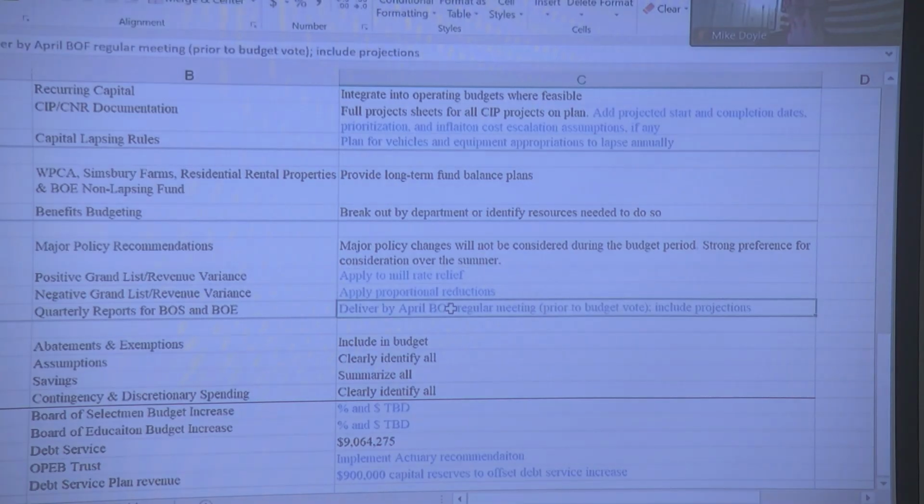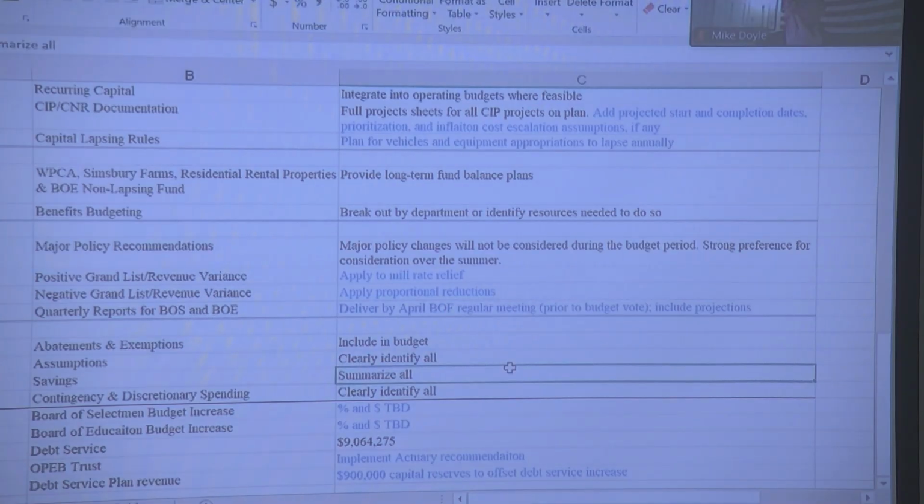Okay. Positive grand list revenue variance. Right now, we have the grand list where it is. The question is, what happens if the grand list comes in better? Maybe we don't want to give guidance on this, because it might be contributing to getting the tax increase down. I don't know. Maybe this is something we choose not to give. If there's a negative grand list variance, I think we will have to adjust our guidance if the grand list shrinks. So maybe leave those blank for now.